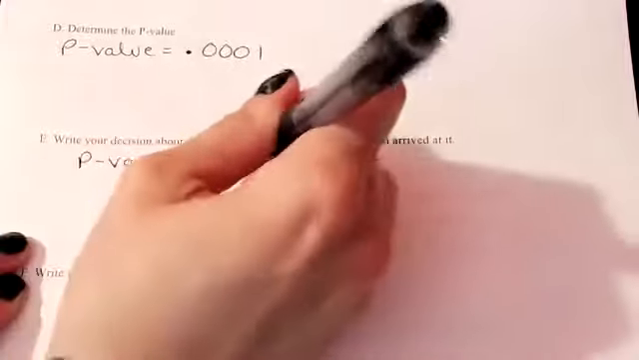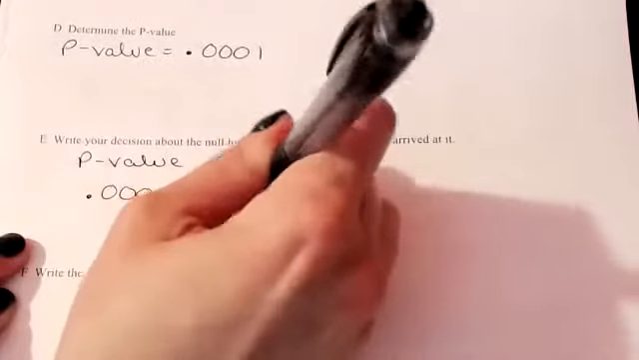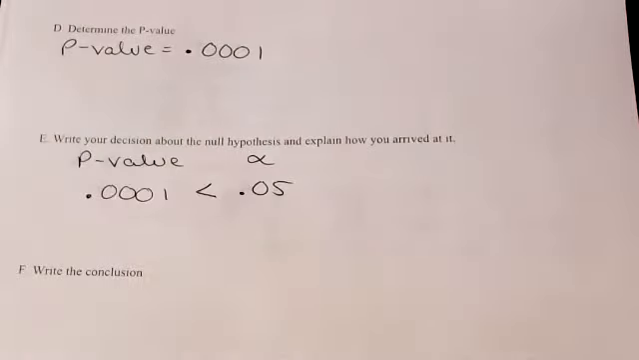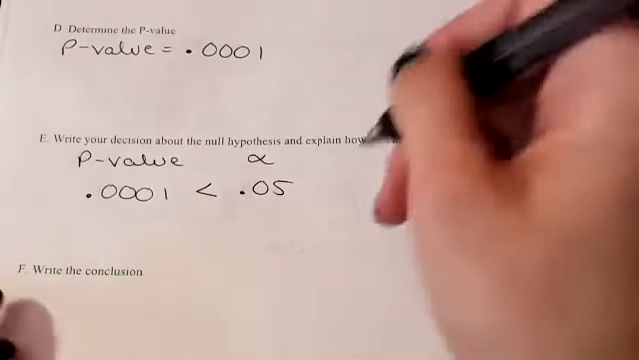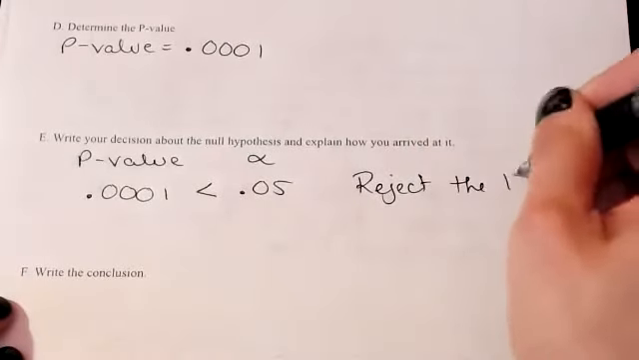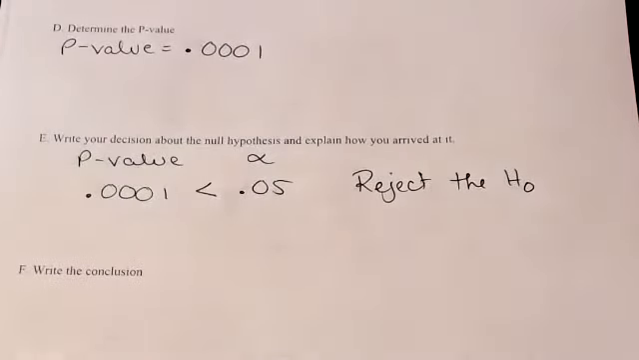So we are going to compare the p-value with our alpha. Our p-value is 0.0001. Our alpha in this case is 0.05. We see that our p-value is definitely less than our alpha. So our decision is to reject the null hypothesis. Remember, if the p is low, the null must go. So we reject the null.